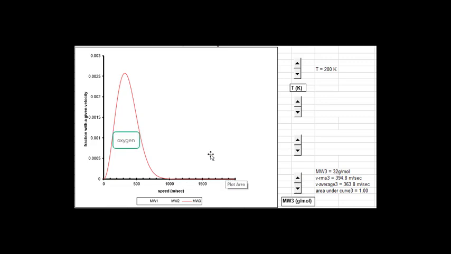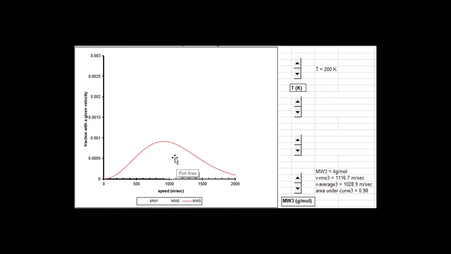So this is our Maxwell Boltzmann curve. Lighter molecules have to move faster to have the same kinetic energy, but the peak of this curve lowers because we've got to distribute that same number of molecules, which is the area underneath the curve, over a wider range. That's the Maxwell Boltzmann curve and molar mass.